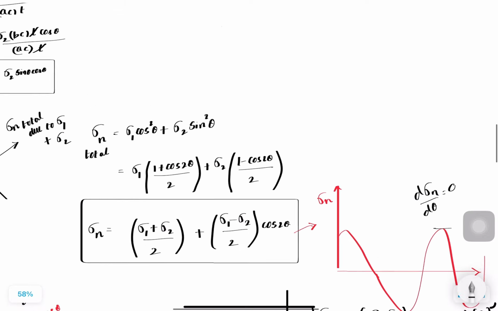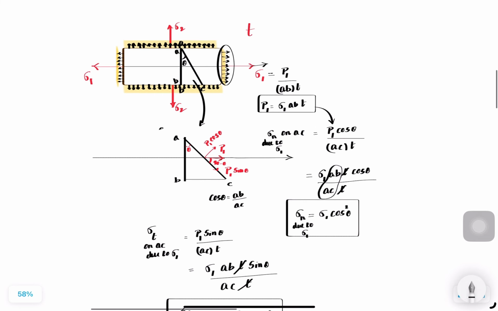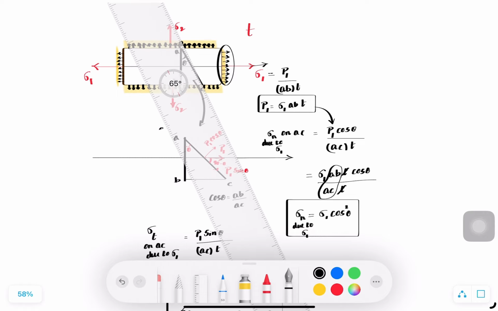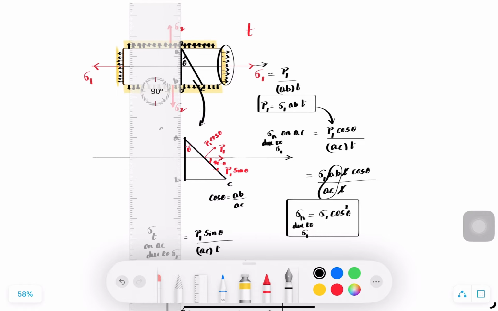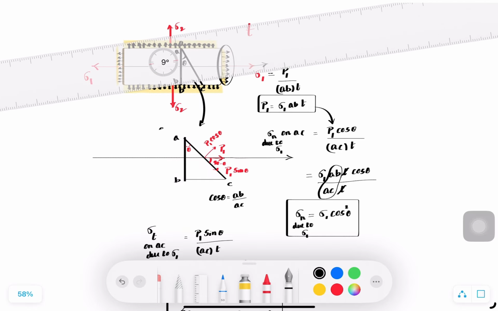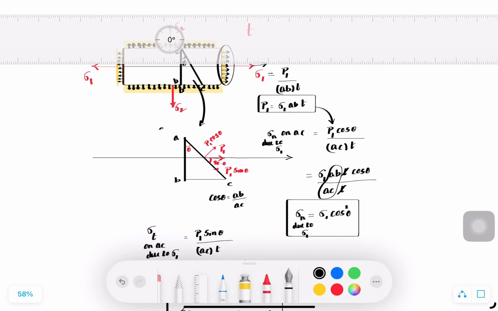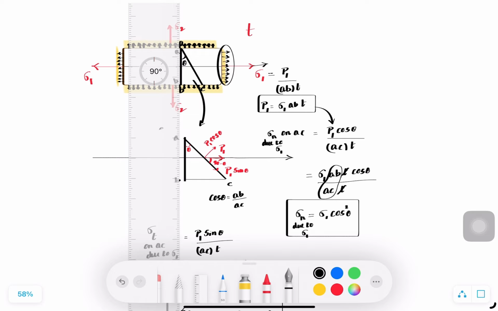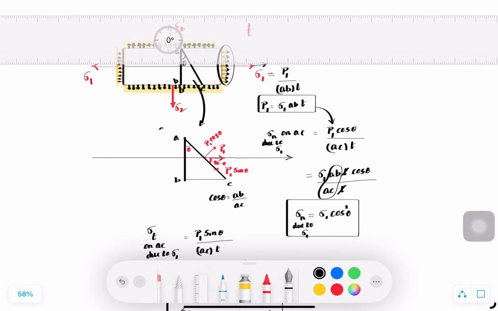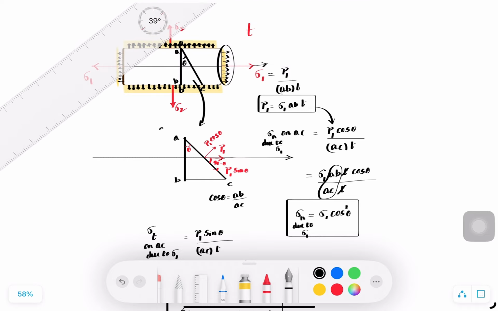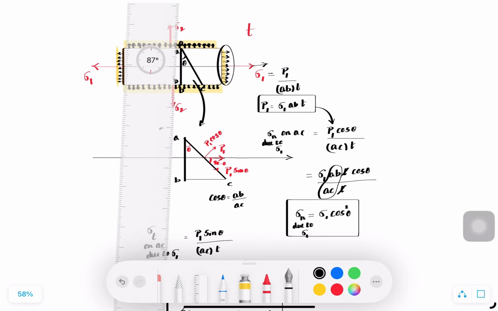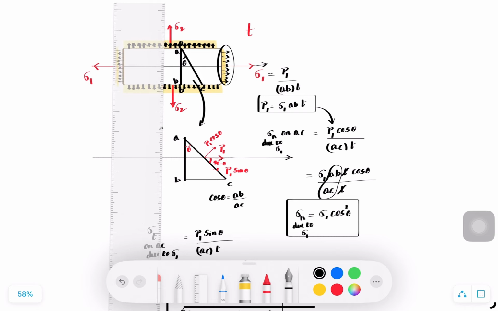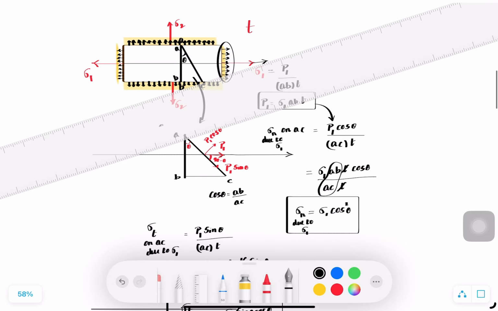One is theta equal to 0 degree. If you go back to this diagram, this is where theta becomes 0 degree, and this is where theta becomes 90 degree. So at these two angles, the normal stress is maximum. When theta is equal to 0 degree, the maximum normal stress should be sigma 1. And when theta is equal to 90 degree, the maximum value of the normal stress should be sigma 2.